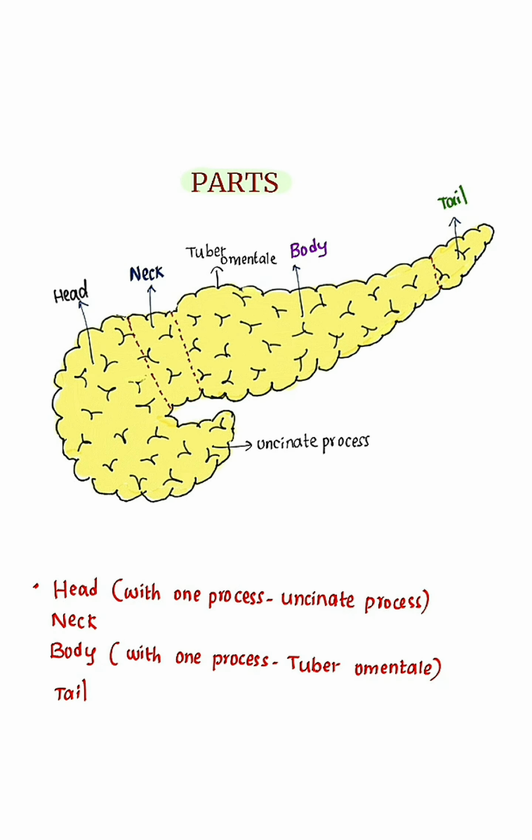Parts. The pancreas is subdivided into four parts. Head, with one process, the uncinate process. Neck. Body, with one process, the tuber omentale. Tail. Head, neck, body, and tail.